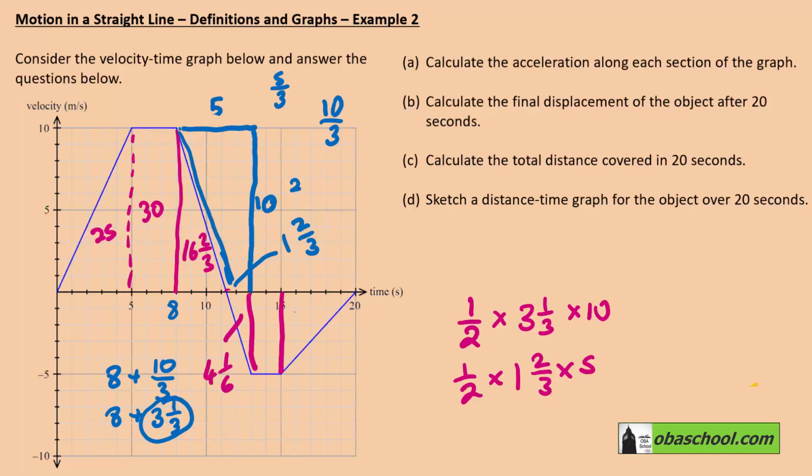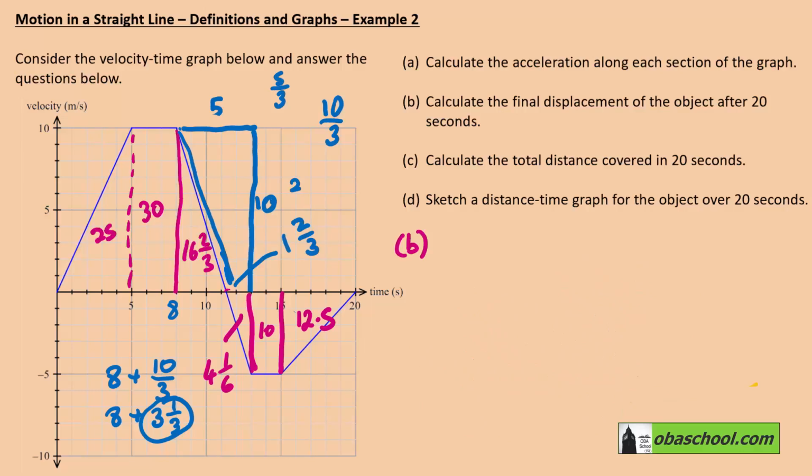then we've got a rectangle which is 10, 2 times 5, and then finally we've got 5 and 5. Half of 5 times 5 is 12.5.